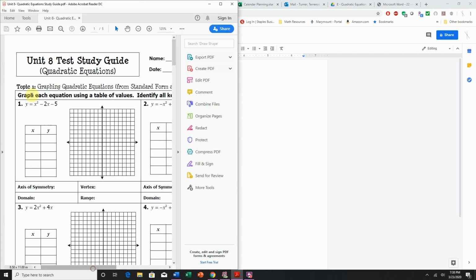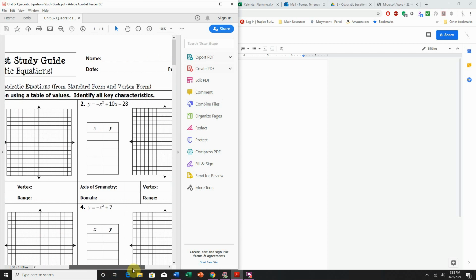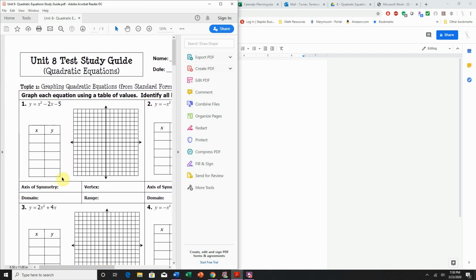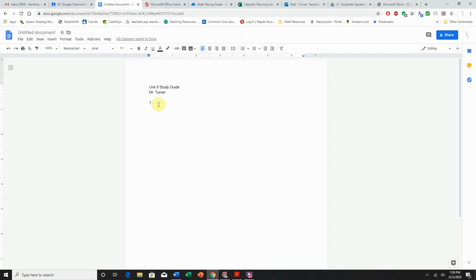So this is topic one, graphing quadratic equations from standard form and vertex form. So as you can see, each question gives you a quadratic equation. You have to complete a table of values, find the axis of symmetry, the vertex, domain, and range. So we're going to put number one here, and we're just going to put our equation. So y equals x squared minus 2x minus 5.